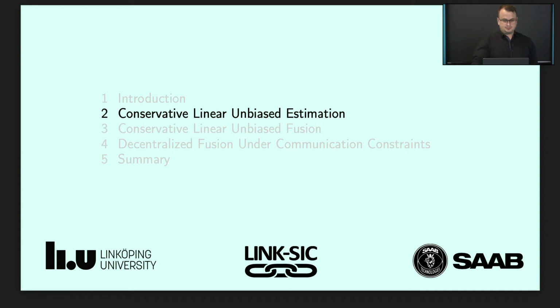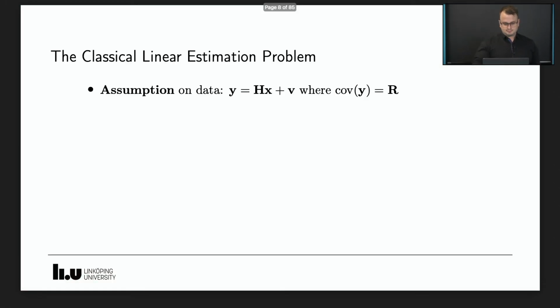So starting with conservative linear unbiased estimation. But first, the classical linear estimation problem. The basic assumption throughout the thesis is that the data to derive an estimate from is given on the linear form, where y is the data, x is the true state to be estimated, H can be seen as the measurement model, and v is additive noise. The covariance of y is given by R.